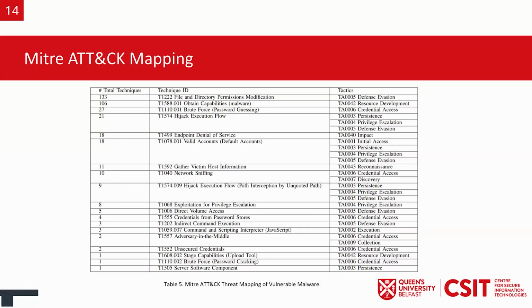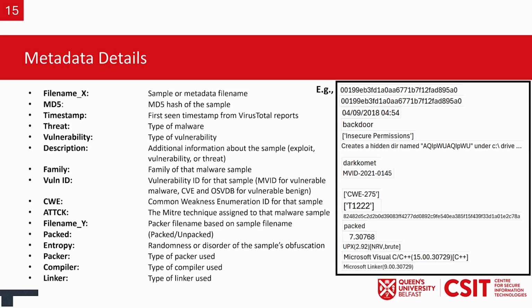Additionally, there is also MITRE ATT&CK mapping to the vulnerable malware samples within the data set, and we go into a lot of detail with this as well, comparing it between each sample. And then this is the metadata details. As you can see, we include hashes, timestamps. In our case, the first seen timestamp for VirusTotal reports, the type of malware, so the type of threat, vulnerability, and a description about that. So within MalFun, there's a wide description about that malware sample and how it's executed or exploited. That's also included as well.